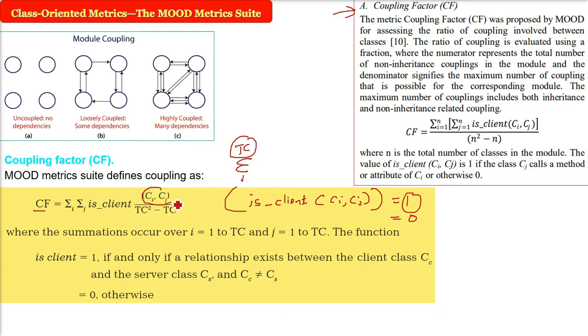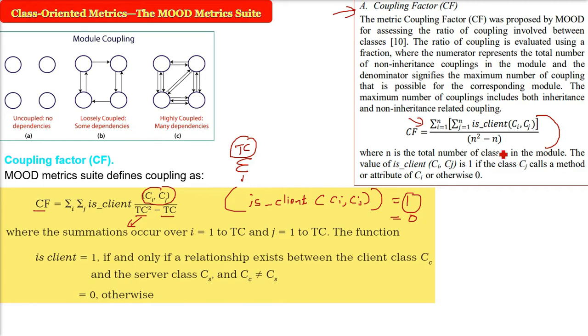So the ratio of coupling is evaluated using a fraction. Here you see the numerator. It represents the total number of non-inheritance couplings in the module. Okay. And what are you getting in the denominator? The denominator signifies the maximum number of couplings that is possible for the corresponding module. TC square minus TC, which is the square of the total number of classes minus the total number of classes.